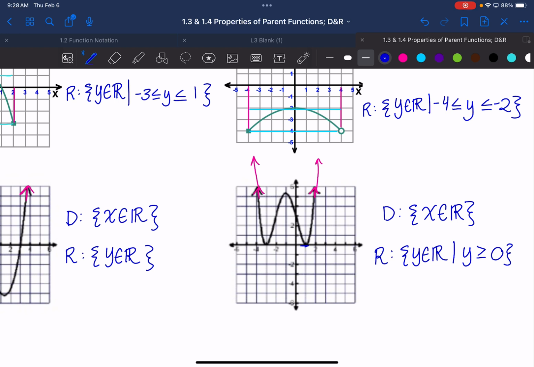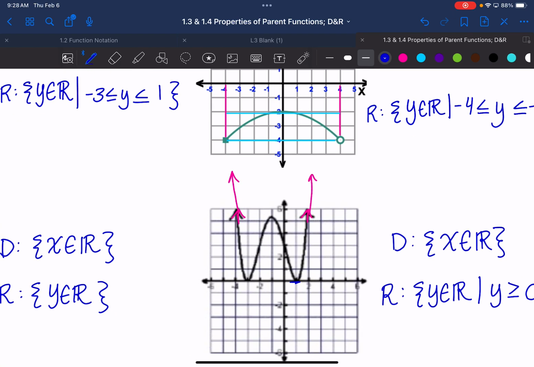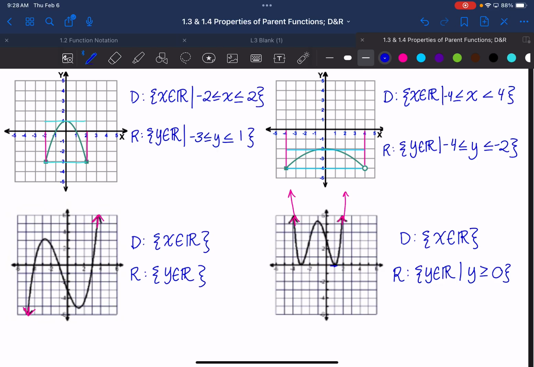Right, so I'd say look for those clues. Look for the open or closed circles. Look for if your function has arrows, because that just means it's continuing or there's no restrictions. And then for something like this, we didn't have an open or closed circle, but we saw there was a cap. It was not going to go any lower than 0.